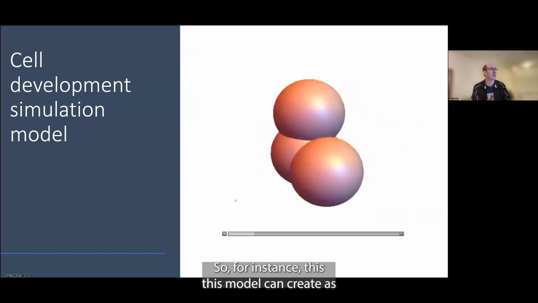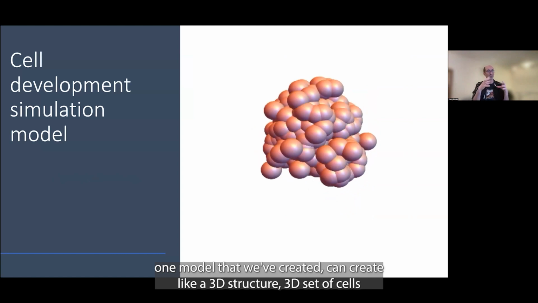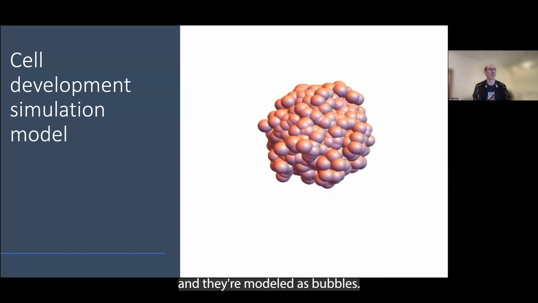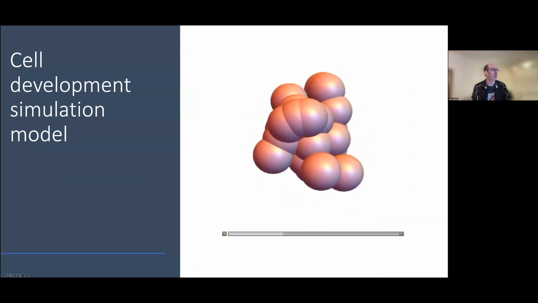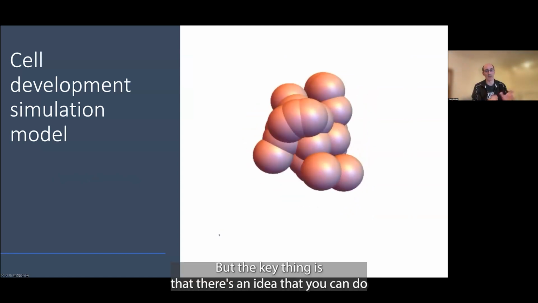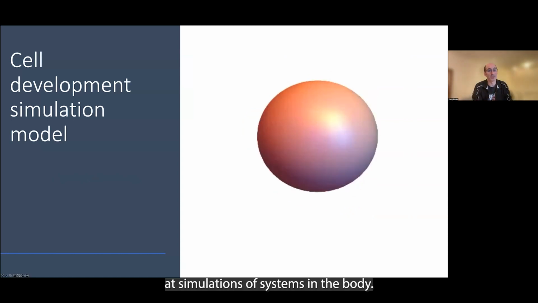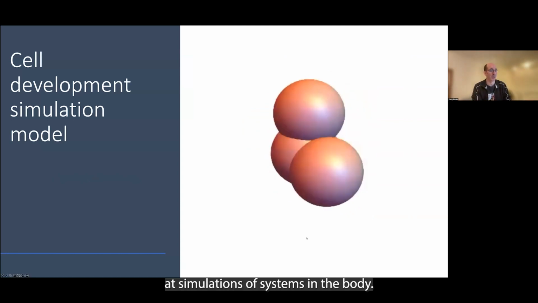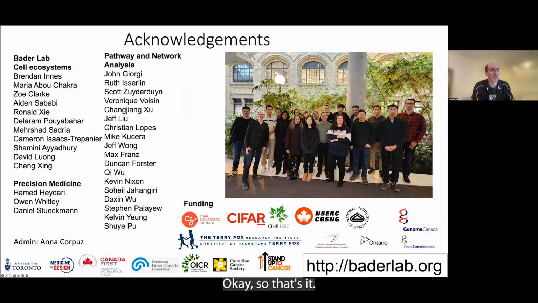So for instance, one model that we've created can create a 3D set of cells. Their model is bubbles, and the math is just bubble geometry. But the key thing is that you can do simulations of systems in the body, and if we improve that, we can merge that into generally understanding the body. Okay, so that's it.